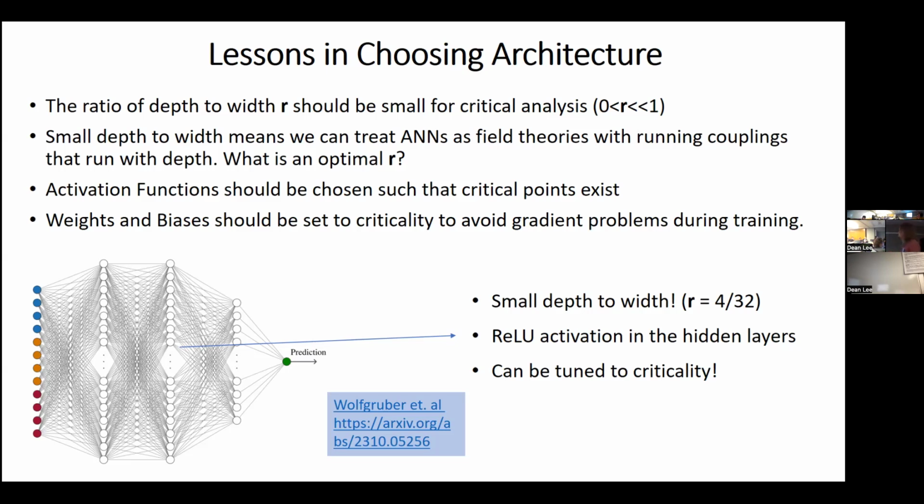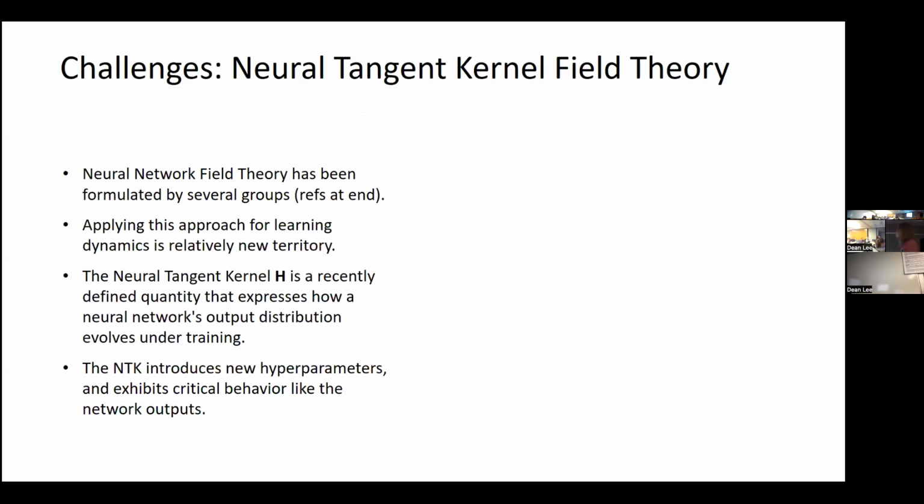And from this Wolf-Gruber one from earlier, we see this type of behavior basically, where in all the layers, they have a small depth to width ratio. They're using the ReLU activation function. And this thing can be tuned to criticality, whether it is or not, I don't know, because they didn't specify the weight and bias initialization. But that's something where maybe there's potentially an immediate improvement by tuning it to these proper values. So some further things that are going to be interesting.